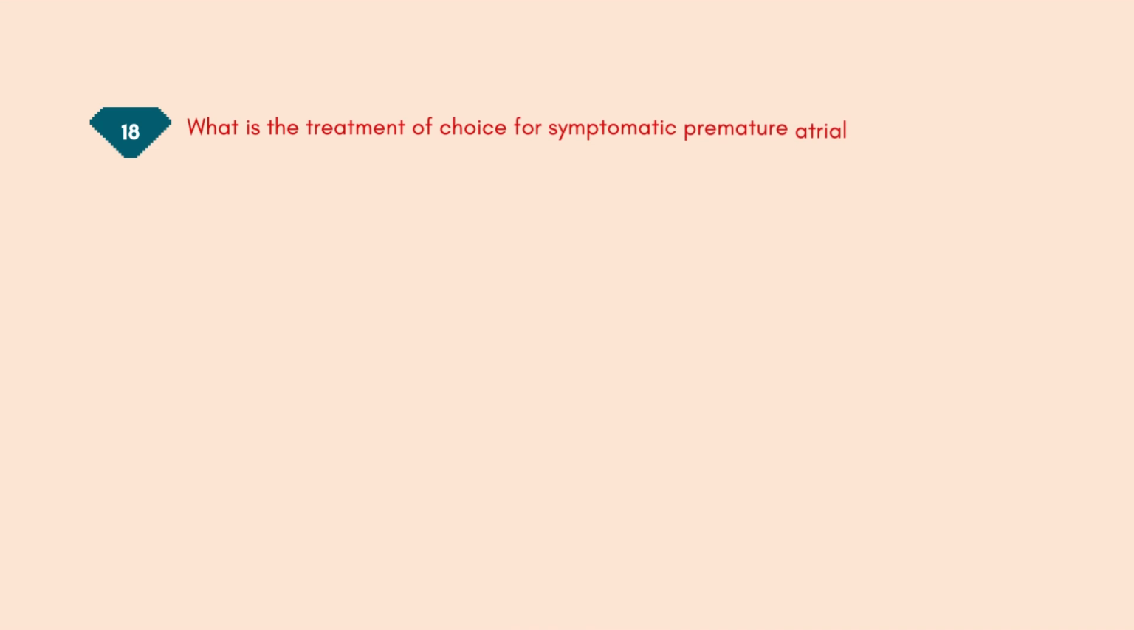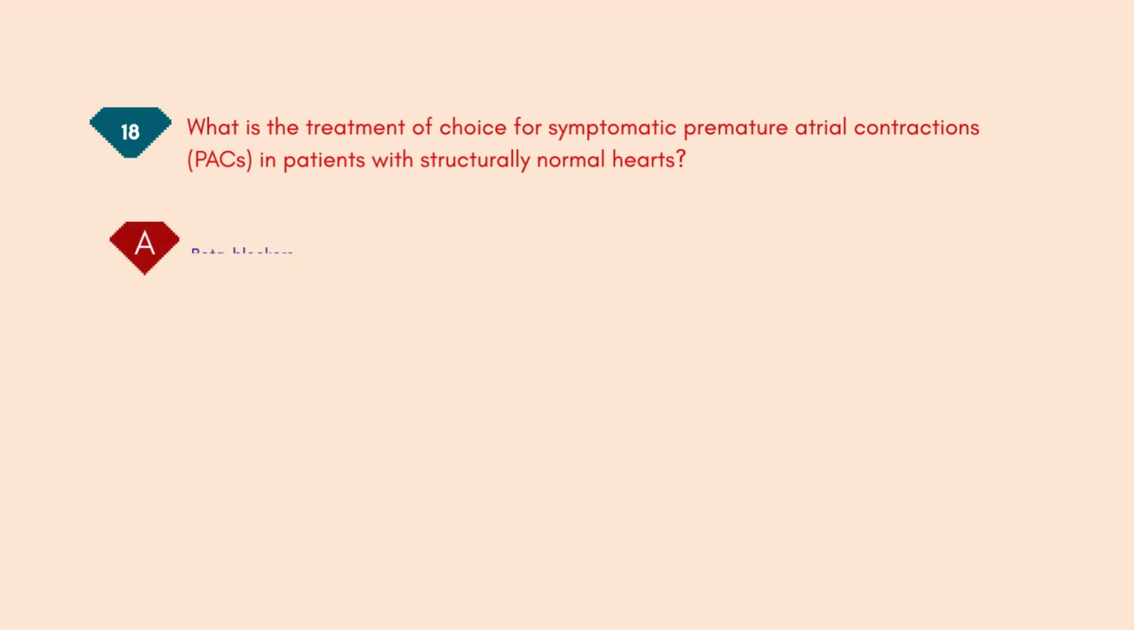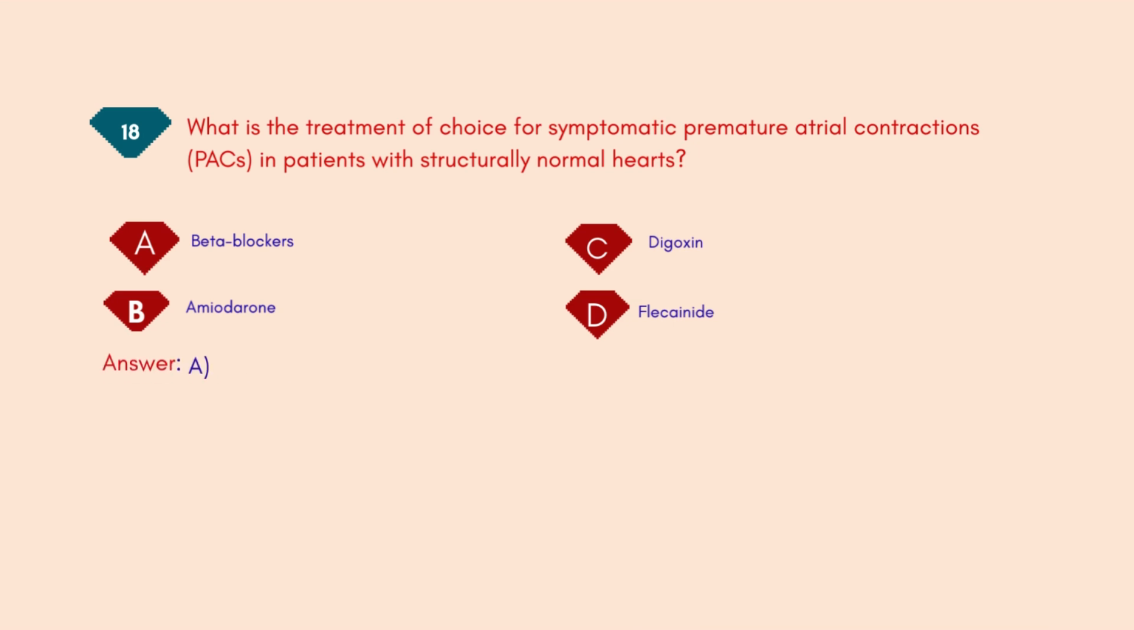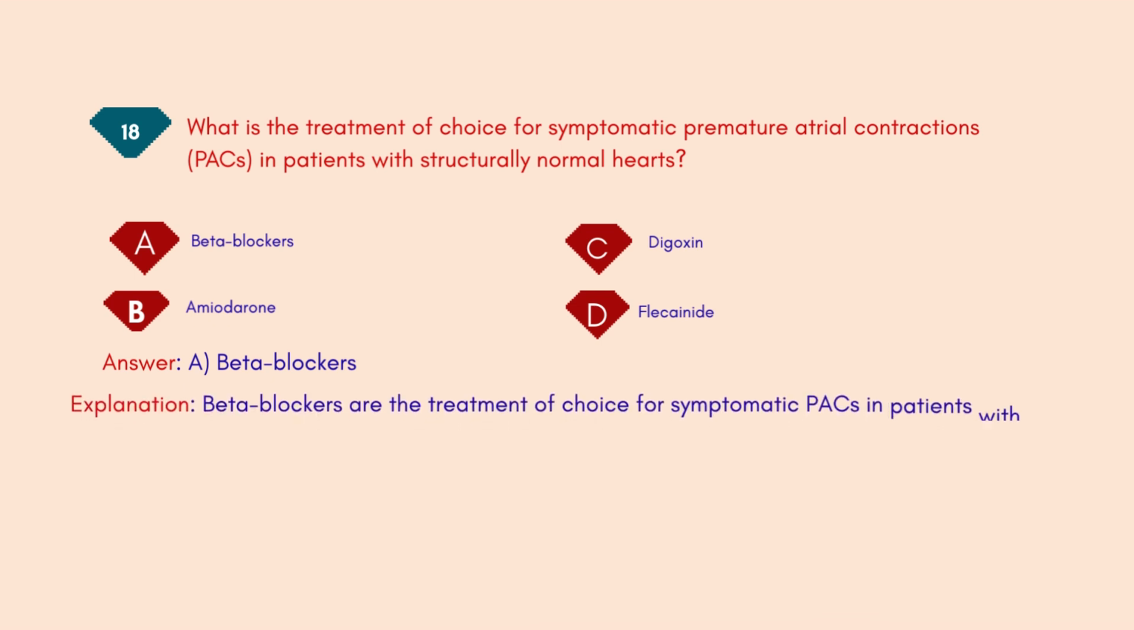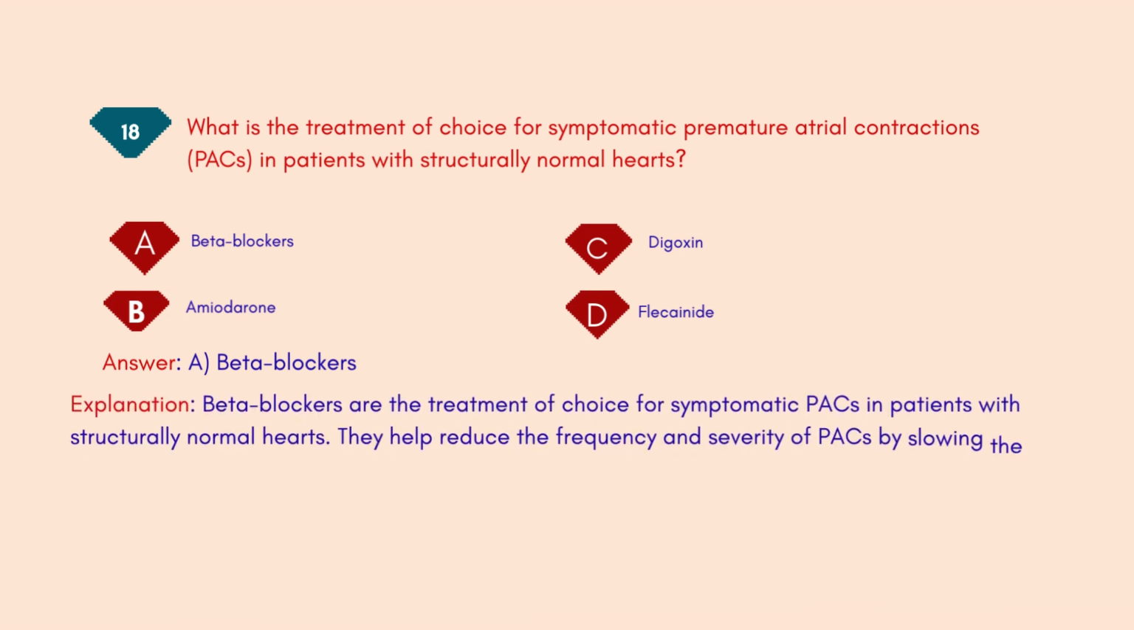What is the treatment of choice for symptomatic premature atrial contractions, PACs, in patients with structurally normal hearts? A. Beta blockers. B. Amiodarone. C. Digoxin. D. Flecainide. Answer: A. Beta blockers. Explanation: beta blockers are the treatment of choice for symptomatic PACs in patients with structurally normal hearts. They help reduce the frequency and severity of PACs by slowing the heart rate and reducing myocardial excitability.